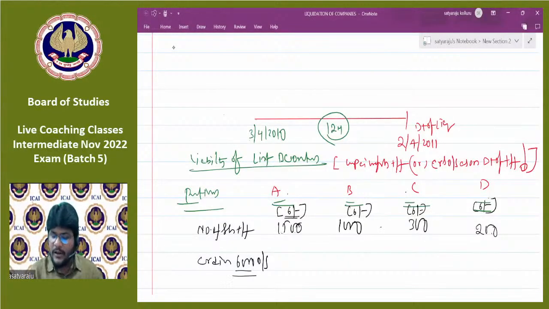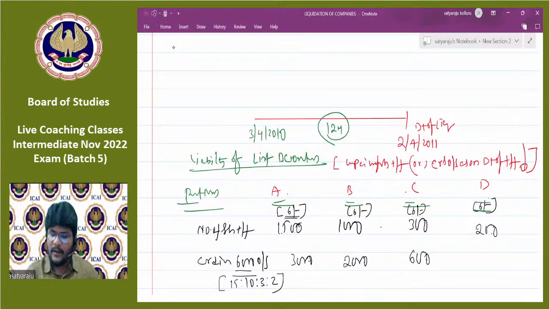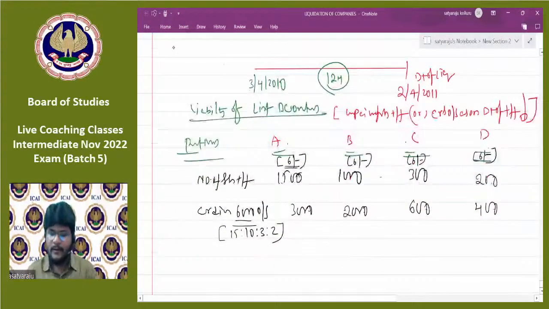Now 6,000 in the ratio 15 is to 10 is to 3 is to 2. Now 6,000 into 15 by 30, 3,000. 6,000 into 10 by 30, 2,000. 6,000 into 3 by 30, 600. 6,000 into 2 by 30, 400. This is the order of liability. Next, please concentrate.